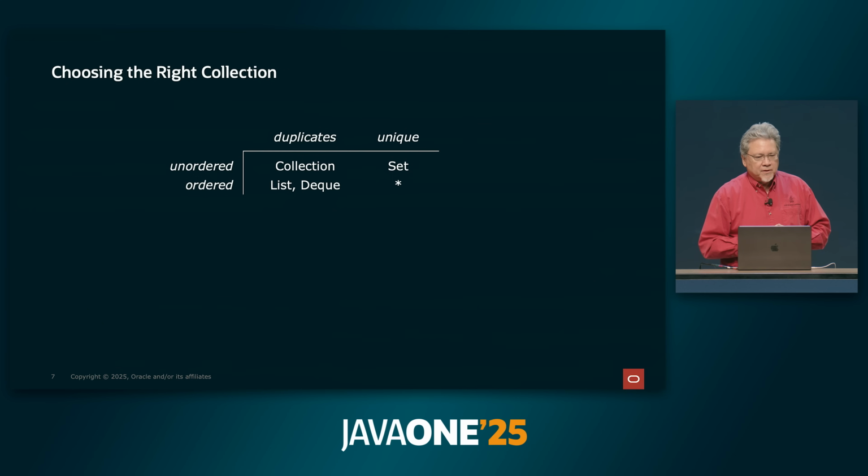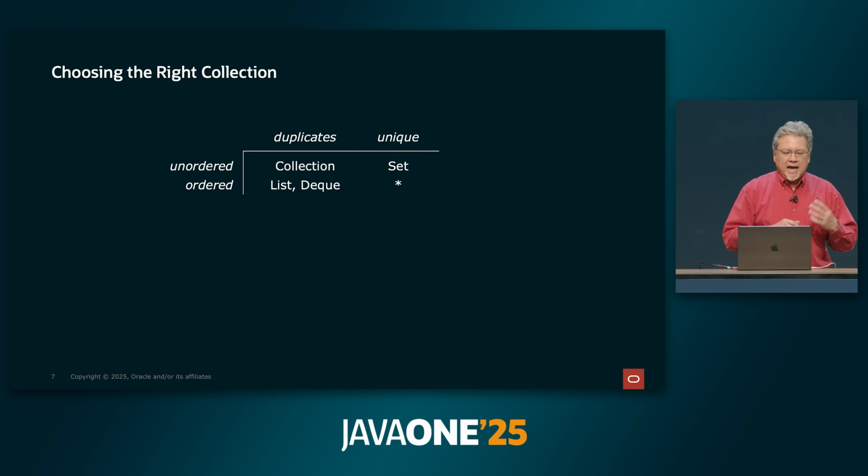Okay, so let's take those two characteristics and put them into a little table here. So we have two columns, whether the collection permits duplicates or whether it requires unique elements, and two rows, whether the collection is unordered or ordered. And so if we look at the interfaces that embody those characteristics, an unordered collection that allows duplicates is a collection, java.util.Collection, the actual interface type Collection. An unordered collection that requires unique elements is a set.